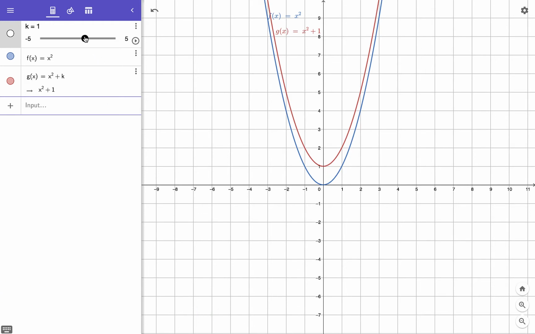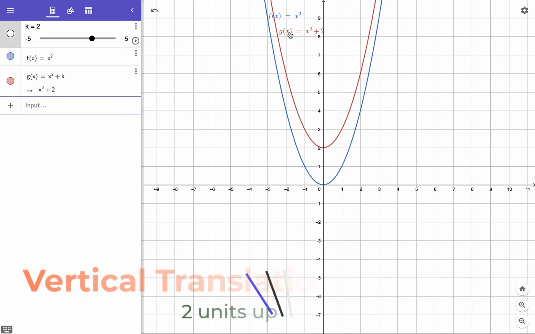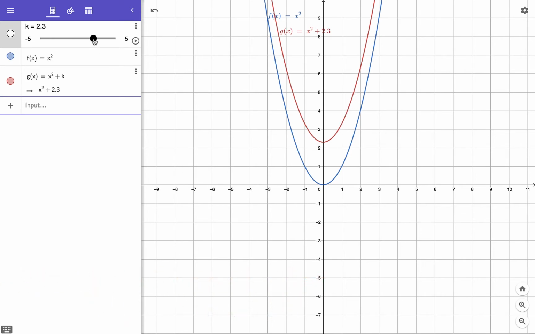We can change k to a more positive value, like here, 2 units up. The function is x squared plus 2, so the graph of this function is the translation of the graph of the parent function x squared 2 units up, and so on. I can keep going up, and this is x squared plus 3. That's when k equals 3.